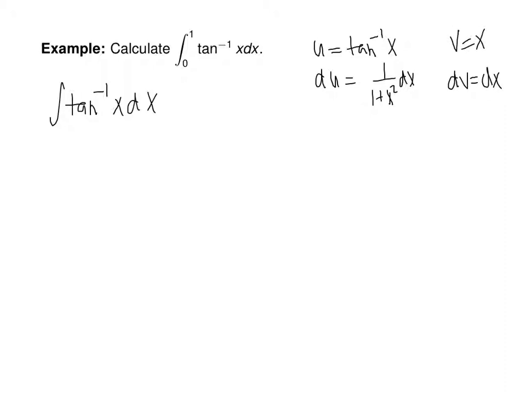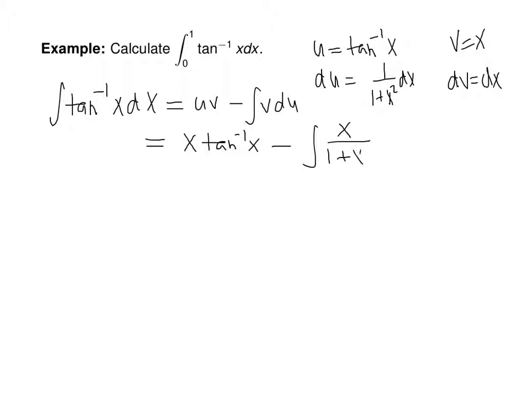So the antiderivative of tan inverse is equal to uv minus the integral of v du, or x tan inverse x minus the integral of x over 1 plus x squared dx. Now this integral is something you can find using a u substitution, and we already used the variable u, so let's do something else, like w.